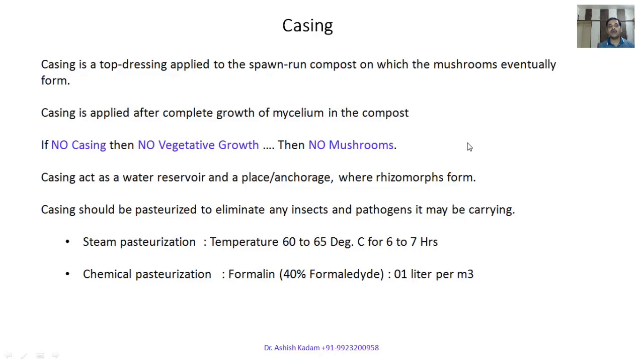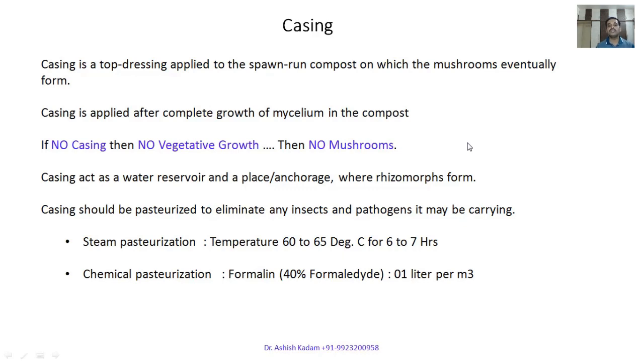We have seen that all the processes we are doing after the pasteurization of the compost have to be in a clean environment, completed in a sterile environment. Whatever material, ingredients, pesticides, or water quality you are using, and the people who are entering, have to be sterilized. Their clothes have to be sterilized, and then they should enter. So the casing, which is now coming into this cropping area, has to be ensured free of all insects and pathogens. So we have to ensure that it is pasteurized.